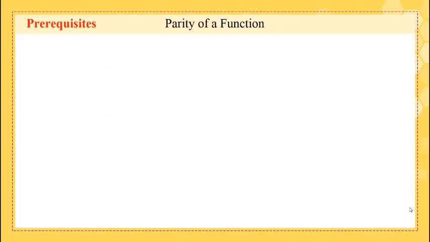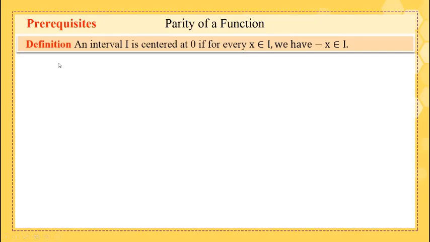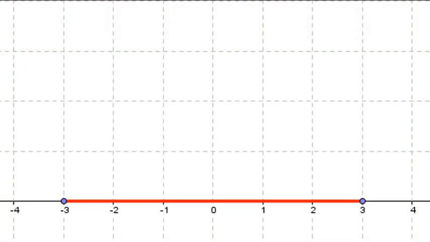At the beginning of this lesson, we will revise the definition of a centered interval at 0. An interval I is centered at 0 if for every x belongs to I, we have minus x belongs to I. Example, minus 3, 3 is centered at 0. Why? Let A be a point of abscissa x, and A prime be a point of abscissa opposite to that of A, which is minus x. If x, the abscissa of A, belongs to minus 3, 3, then minus x, the abscissa of A prime, also belongs to minus 3, 3, as you see.